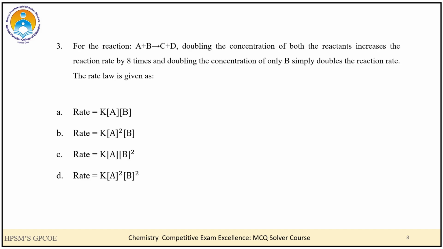The following reaction: A plus B giving you C plus D. Doubling the concentration of both the reactants increases the rate of the reaction by 8 times, and doubling the concentration of only B simply doubles the rate of the reaction. The rate law is given as, options are given.